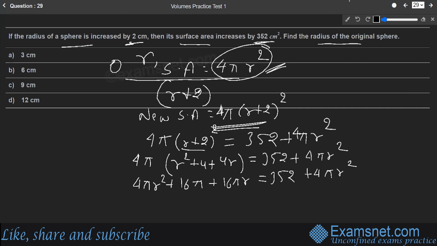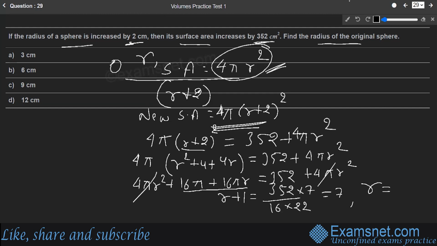If we solve this further, 4 pi r square and 4 pi r square get cancelled. We are left with 16 pi plus 16 pi r is equal to 352. If we put the value of pi, we ultimately get the r plus 1 value is equal to 352 into 7 divided by 16 into 22, which is coming as 7. So clearly r value comes out to be 6 centimeters. That's what he had asked for. Find the radius of the original sphere. That is nothing but 6 centimeter.